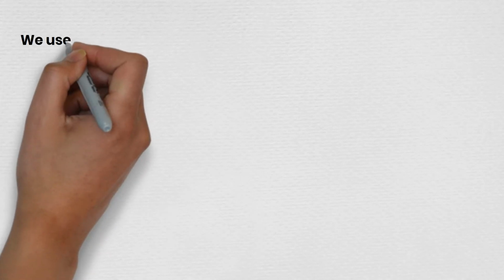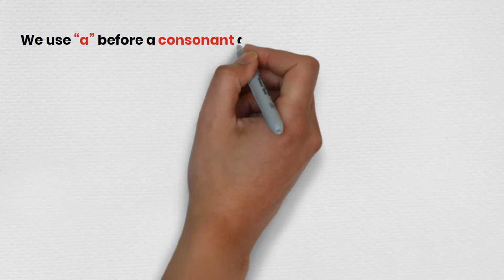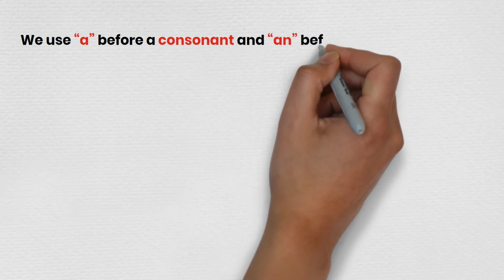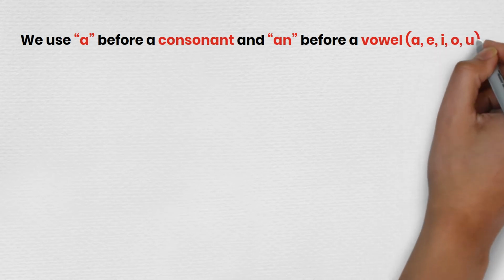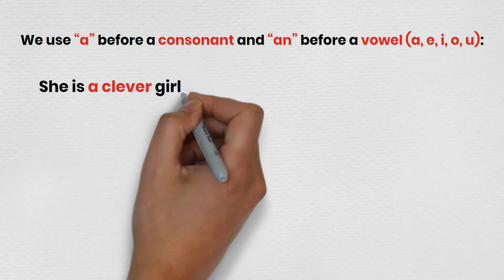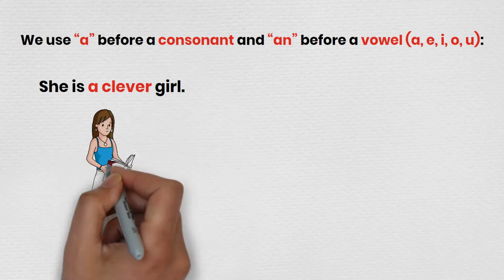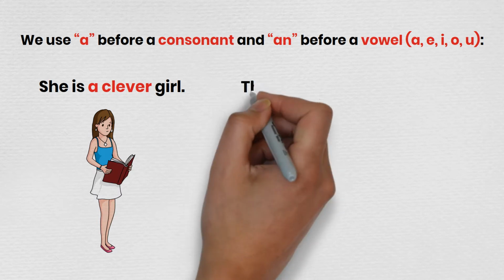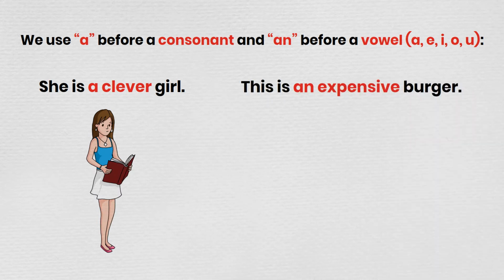We use a before consonant and an before a vowel. She's a clever girl. This is an expensive burger.